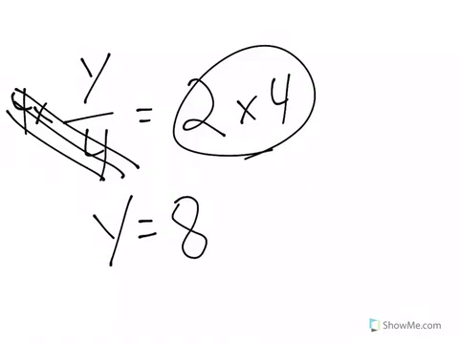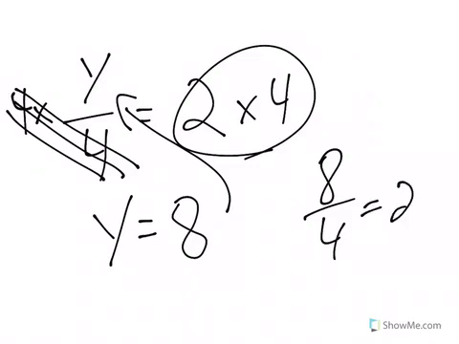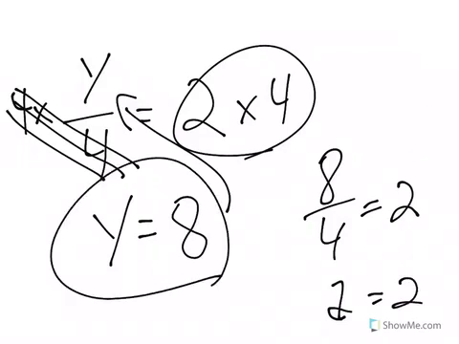We can check that by putting that back into the problem, right? So if, instead of y divided by 4, we have 8 divided by 4 equals 2. 8 divided by 4 is 2, so it's true. So our answer, our solution is y equals 8.